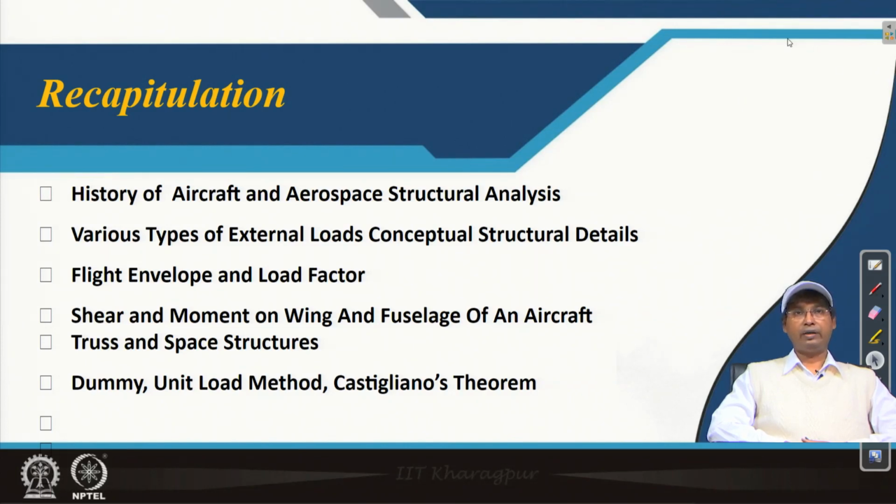We have seen with examples shear and moment coming to wing and fuselage. Considering a typical example, we have seen truss, in the sense it always comes as plane truss, but we have seen also space truss or space structures, and we have solved a few examples related to that, especially the landing gear problems. Then we got introduced to energy methods, and in that sequence we have already done the dummy load or unit load method and Castigliano's theorem. Today we will do the Rayleigh-Ritz method.